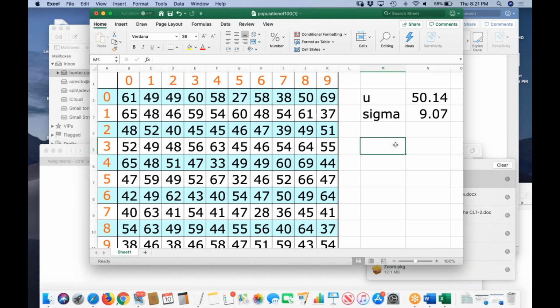We can all agree that the more people we sample, the more likely it is that we're going to wind up with something that really represents the mean of the population and the variability of the population.